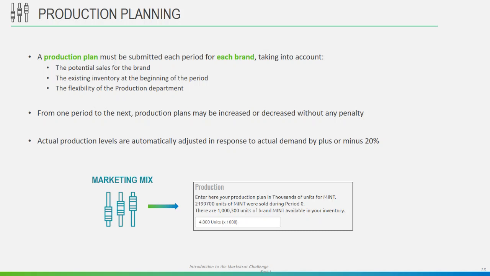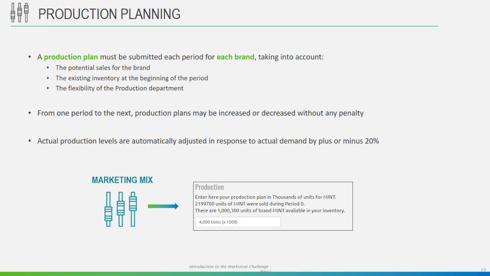Okay. To help you with production planning and trying to minimize the number of units left over or the number of units you lost out on selling because you didn't produce enough, the simulation will actually adjust your actual production plus or minus 20% to respond to actual demand. So if you say let's produce 100,000 units and demand actually ends up being 110,000, the system will adjust up and produce that additional 10,000, giving you 110,000 total, so you can meet all the demand for your particular target market.